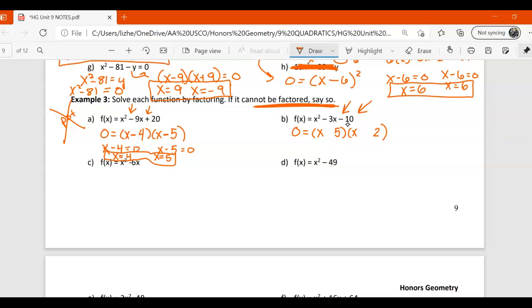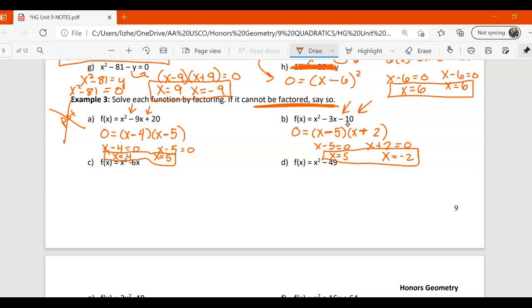Since the 3 is negative, I need my biggest number to be negative. The other number is positive. Negative 5 times positive 2 will give me a negative 10. And so be sure to check your factoring so that you don't make little mistakes. X equals 5 or x equals a negative 2. So we have two answers for that one.